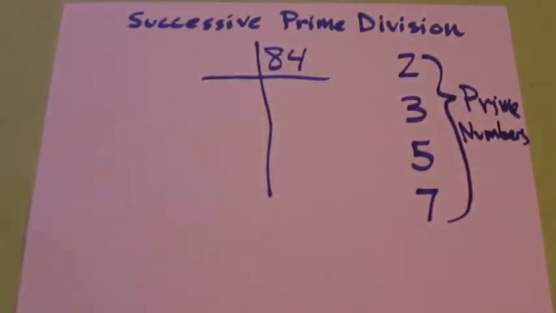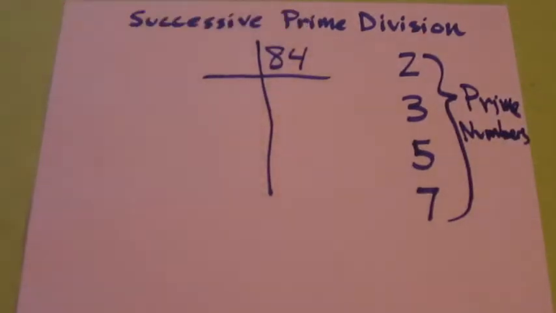So looking at those prime numbers, we're thinking to ourselves, which one of those fits evenly into 84? If you notice that the 4 there is in the ones place, and it's even, so that means that automatically 2 will go into it evenly. So let's go ahead and use 2.